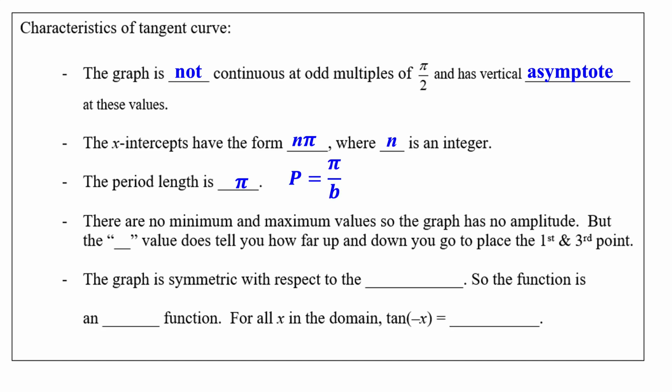There are no minimum and max values, so there will be no amplitude, but you still need the a value to help you find the first and third points. That's where you have the y coordinate of negative 1 and the y coordinate of 1. So that just means whatever your a is, you multiply it to that negative 1 and 1. The graph is symmetric with respect to the origin. It's an odd function, which means that tangent of negative x is equal to negative tangent of x.